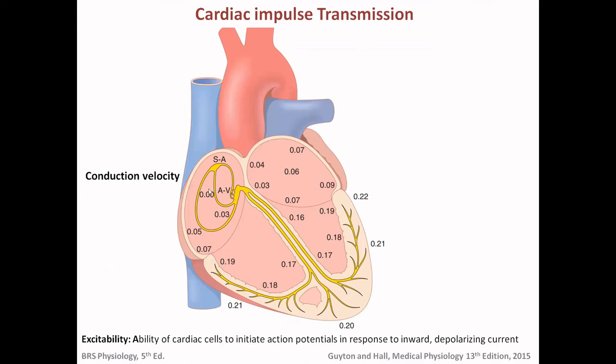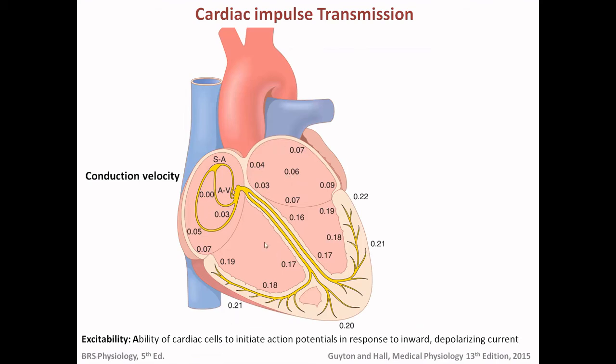So if you see the time kinetics here, this is the 0 second where the depolarization of the SA node is initiated. Then around 0.03 second it reaches the AV node, and it takes almost 0.09 second to reach all the muscles of the atrium. So they will pour the entire blood present here in 0.09 second.